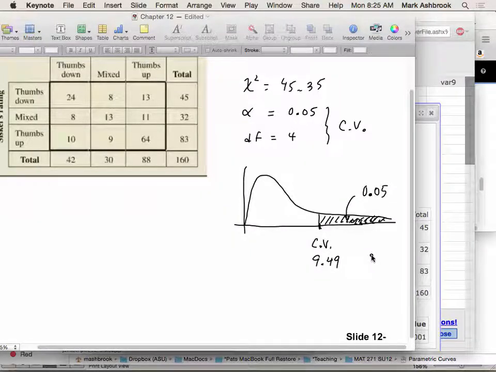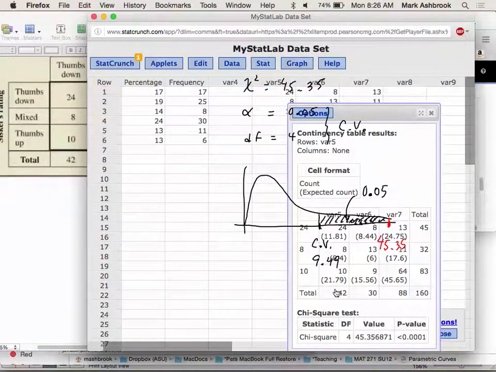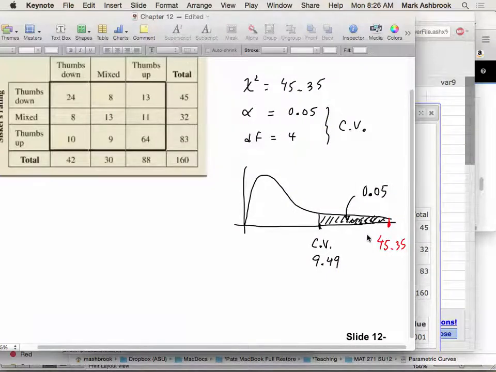And based on the independence test, are we in the non-reject or the rejection region? Rejection region. Way out here. Way out there. So, and what's that p-value? The p-value was over here. Very, very small, less than 0.0001. The actual area to the right of our test statistic is 0.000, less than that.